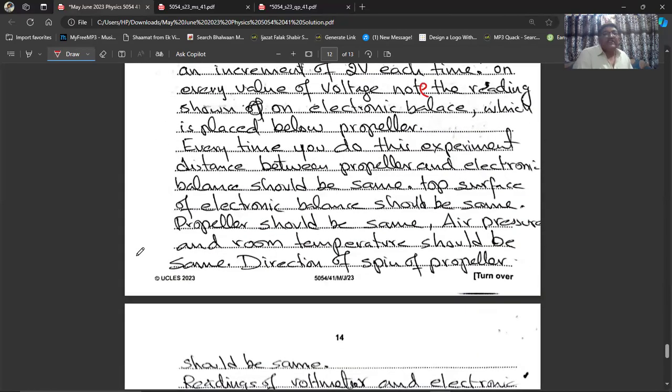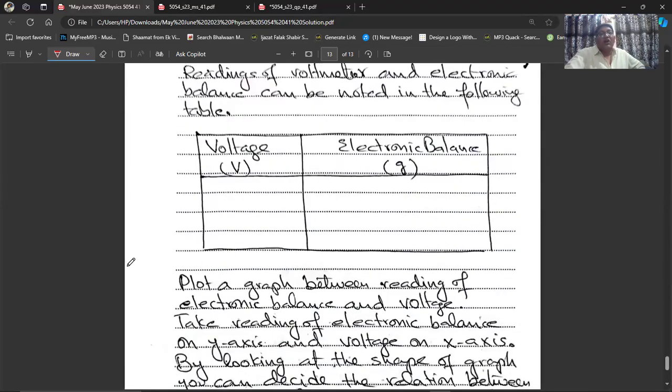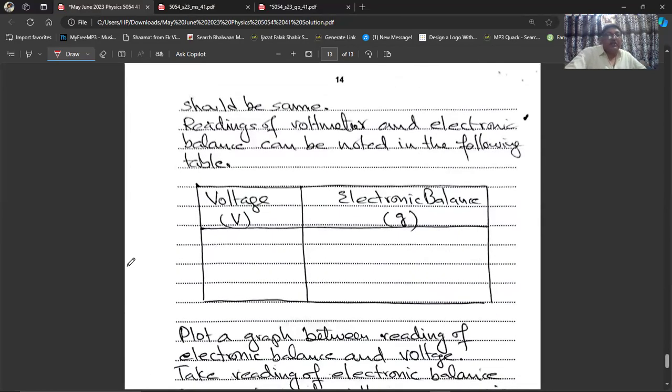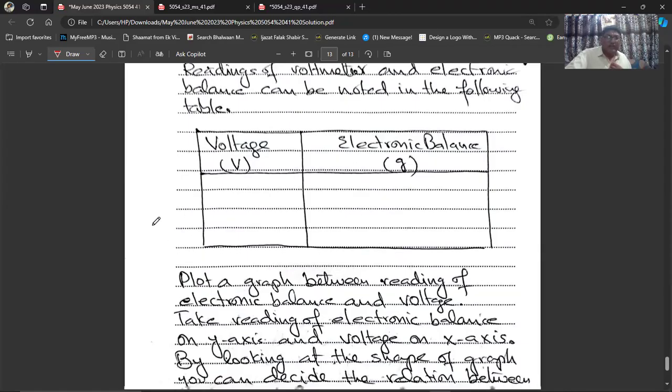Every time you do this experiment, the distance between the propeller and electronic balance should be same. Top surface of electronic balance should be same. Propeller should be same. Air pressure and room temperature should be same. Direction of the spin of the propeller should be same. The readings of the voltmeter and the electronic balance can be noted in the following table. So you note down what is the voltmeter reading, what is the reading on the electronic balance.